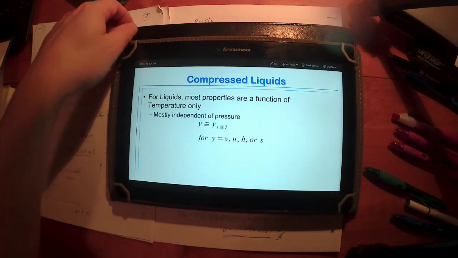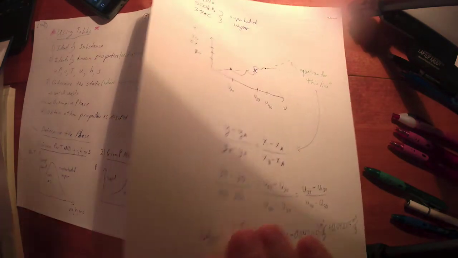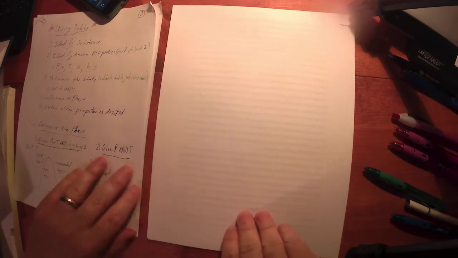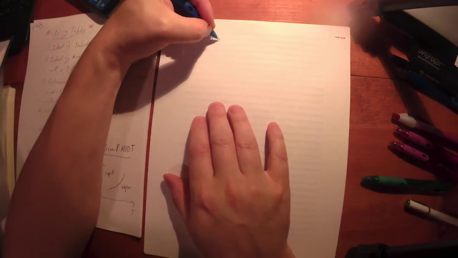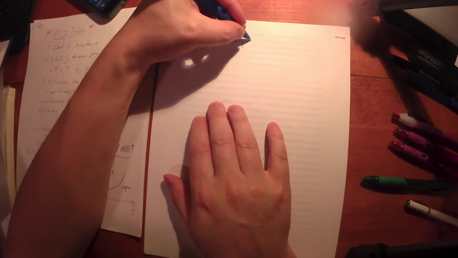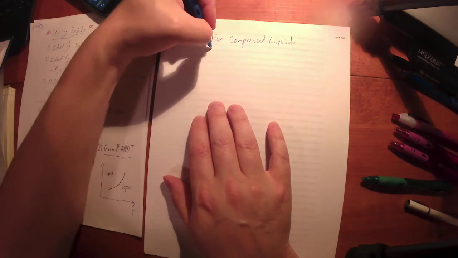Let's just write this out on paper. I can scribble that. It's not displaying very well there. Okay. So for compressed liquids, let's just write this way.